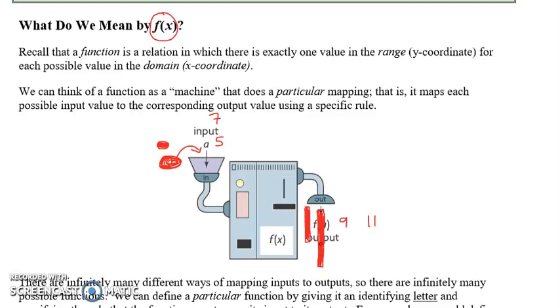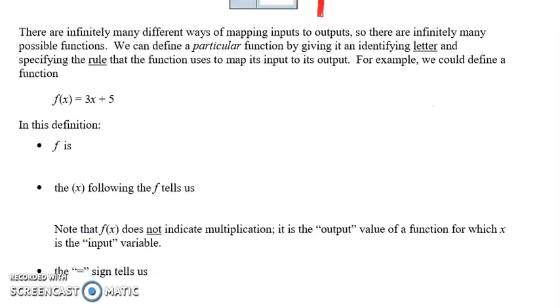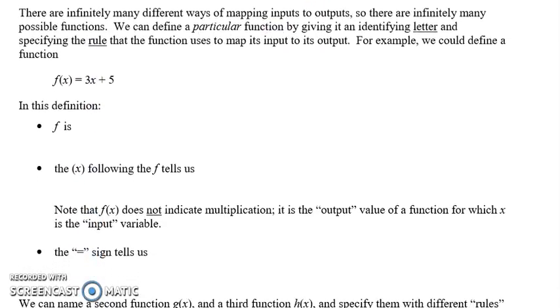So it's the same idea with numbers here. That's what a function does. It is a machine that does a particular mapping. It always gives you the same results depending on what you put in it. You put the same thing in, you're always going to get the same results. There are infinitely many different ways of mapping inputs to outputs. So there are infinitely many possible functions.